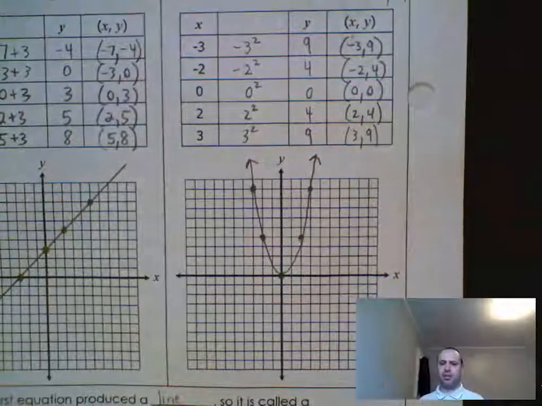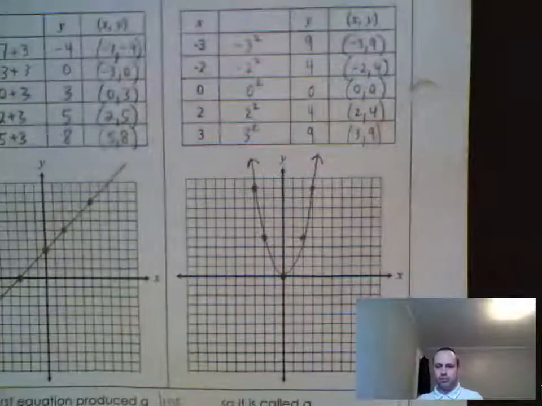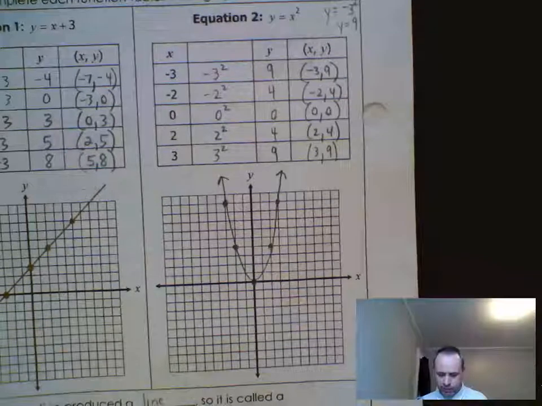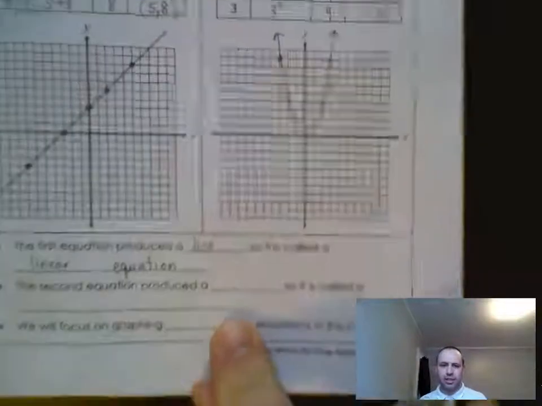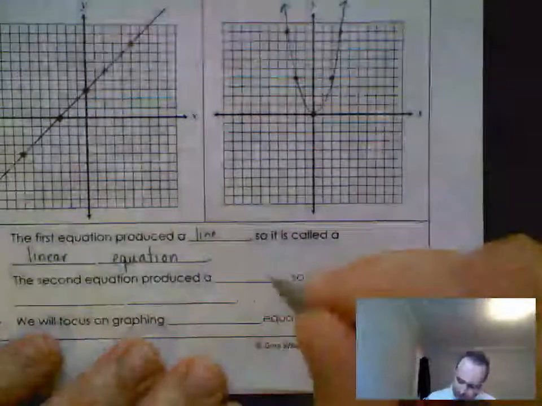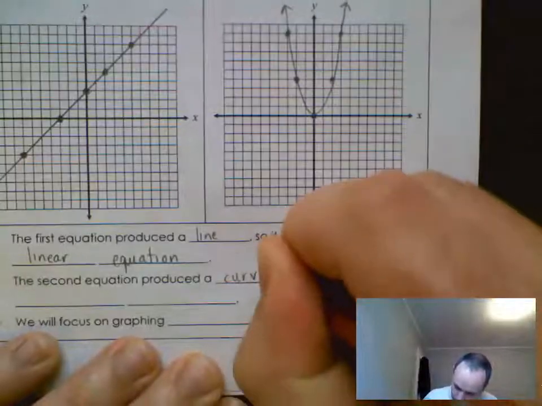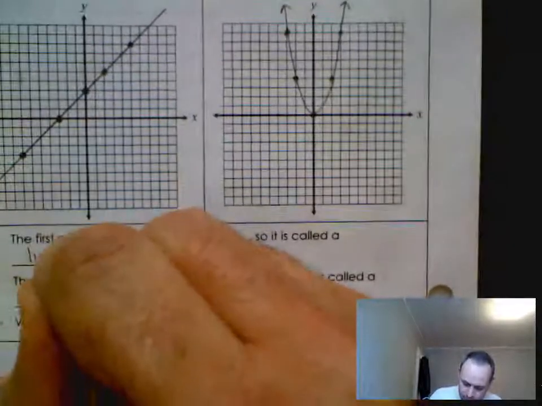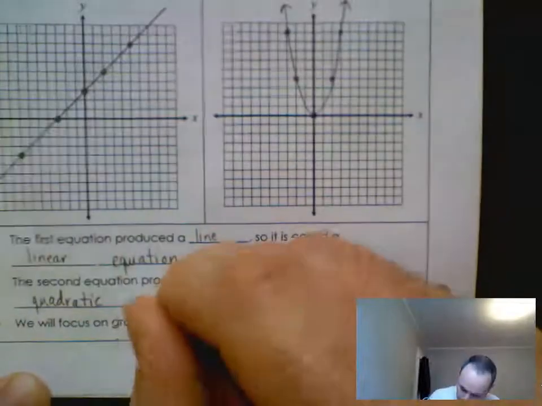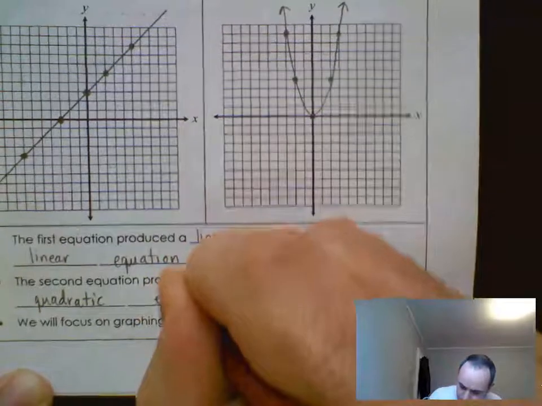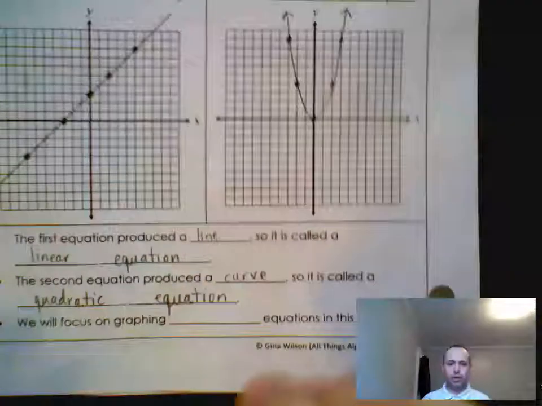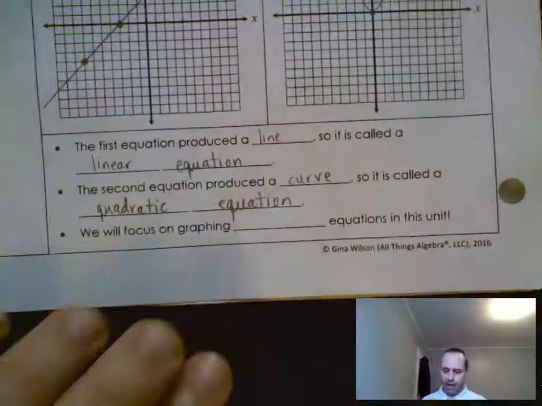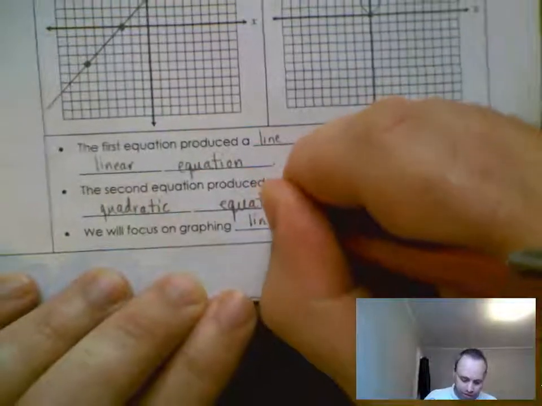Okay, and you'll see that a lot more in high school next year with Mrs. O'Brien, Mr. Kane. That second equation produced a curve. So it's what we call a quadratic equation. This year we'll focus on graphing linear equations.